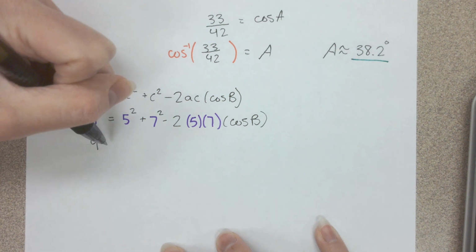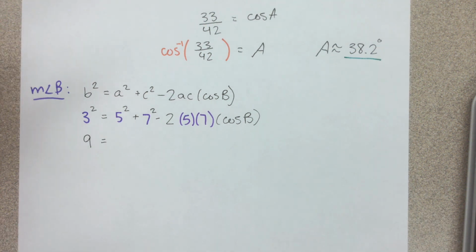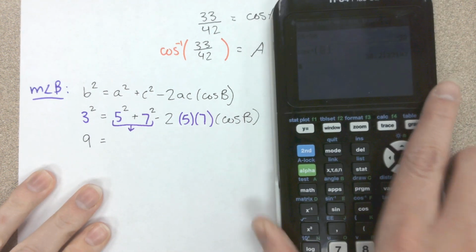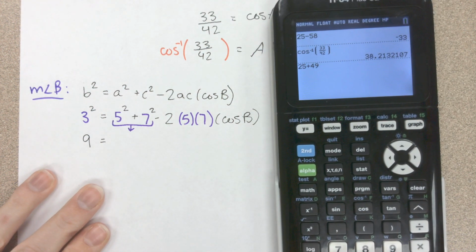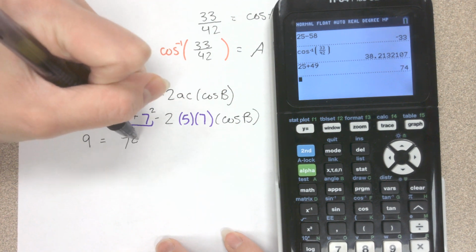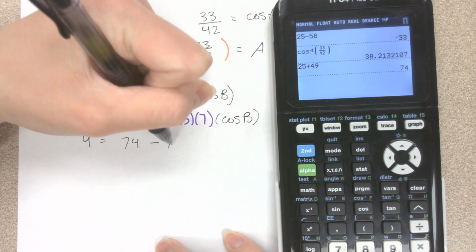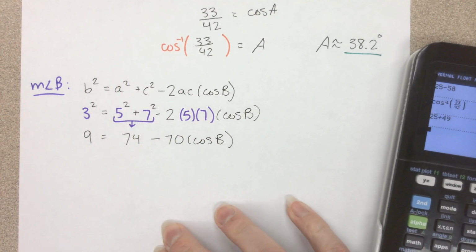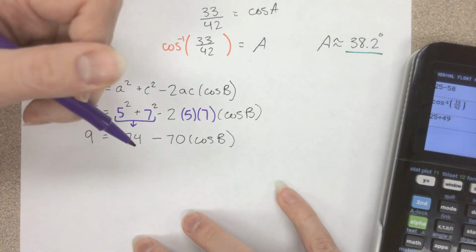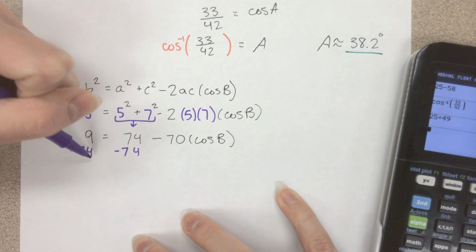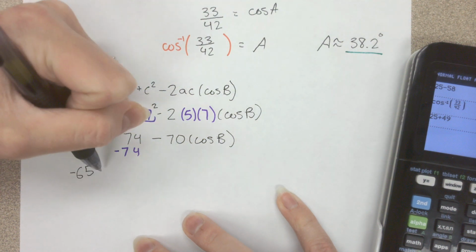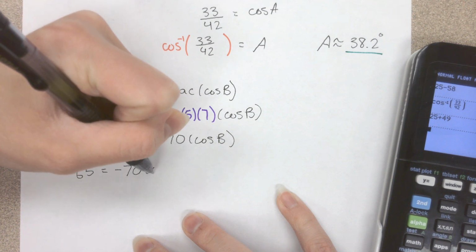We have 9 equals, and then I'm going to go ahead and do this part entirely in the calculator. It's 25 and 49, 74, minus that's 70 cosine of B. Again, resist the urge to subtract these. Can't do it because of the cosine. So minus 74 on both sides. 9 minus 74, that's negative 65 equals negative 70 cosine of B.